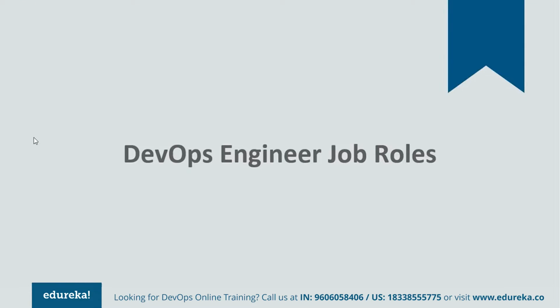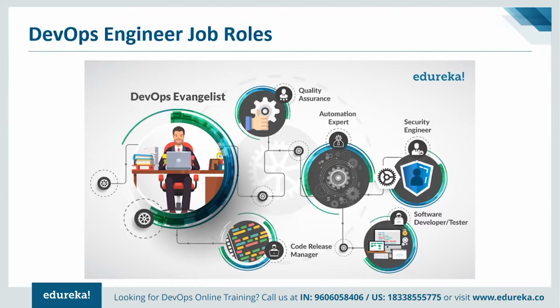Now let us discuss a bit about the DevOps engineer job roles. This is how a typical DevOps team looks. You have the DevOps evangelist, experience assurance, code release managers, automation expert, and software developer/tester, which is definitely different from the traditional software developer or tester. And we also have security engineers. Let us start with the DevOps evangelist.